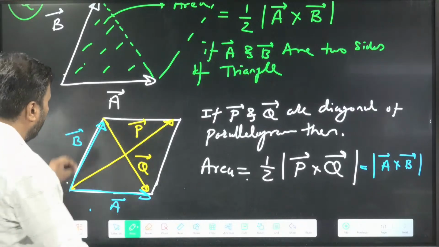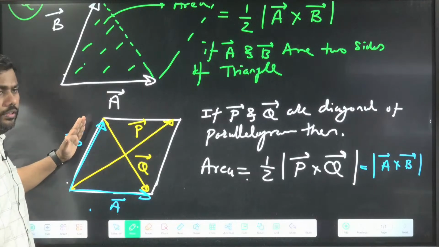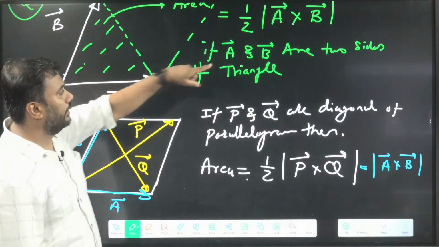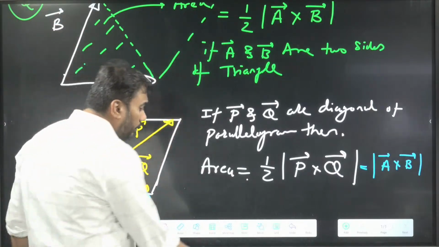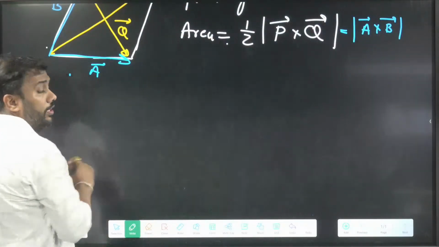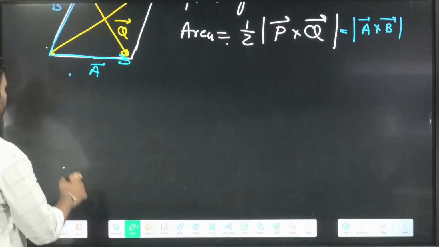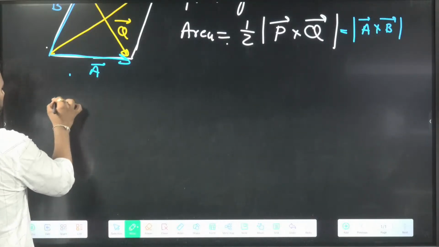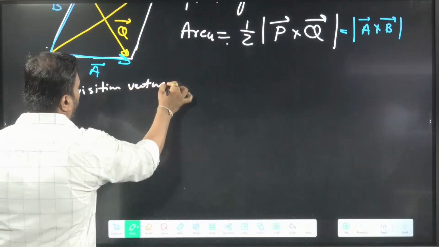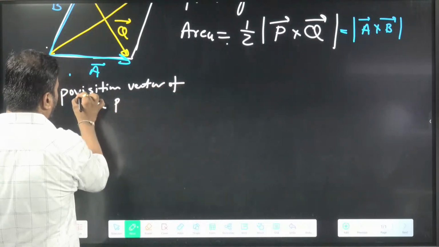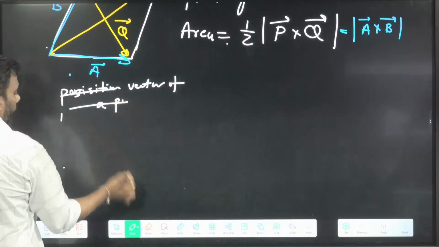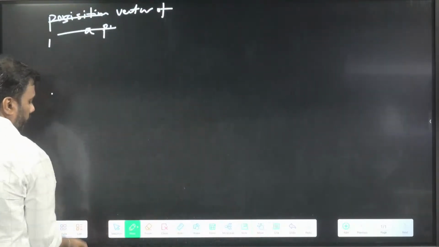So we have covered the area of a parallelogram if the side vectors are given, the area of a parallelogram if the diagonal vectors are given, and the area of a triangle if the side vectors are given. Now sometimes they will give you the position vectors of the points at the corners of the triangle. We have covered position vectors, but let us write it down again.